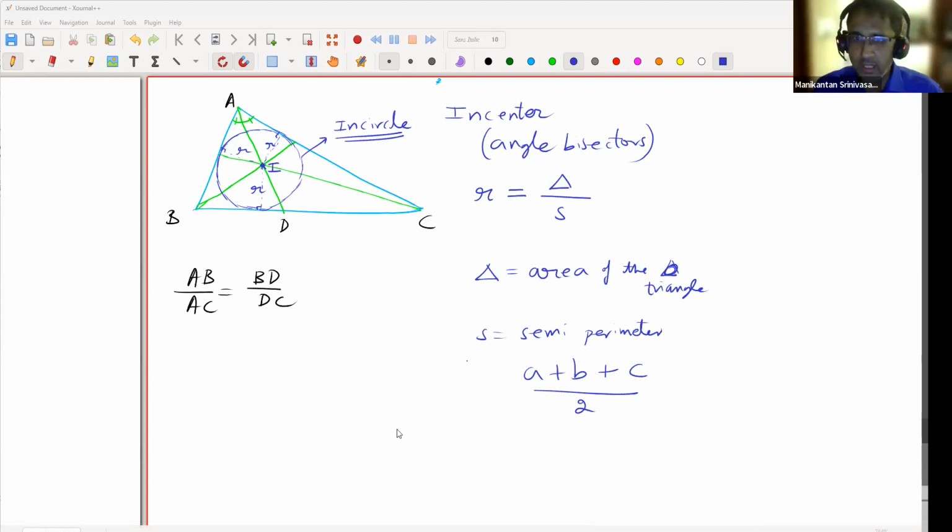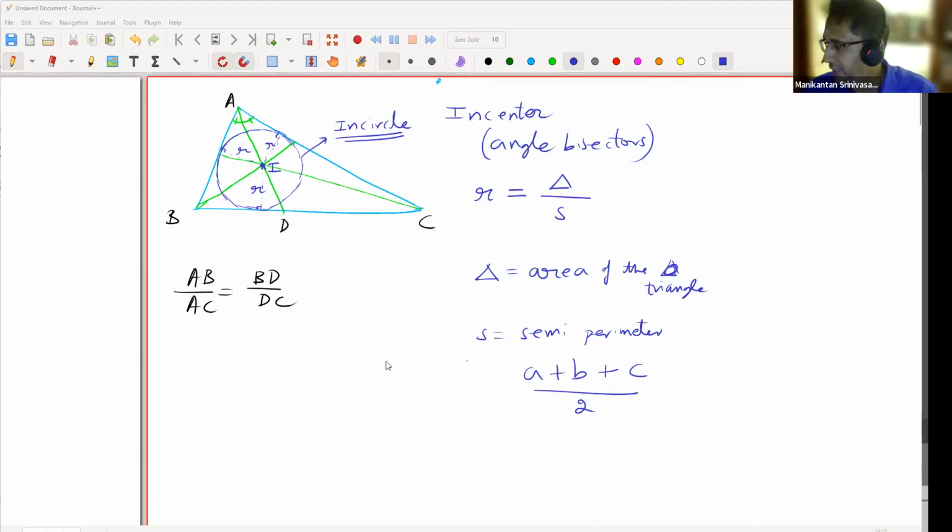Okay, so I'm back. So the semi-perimeter is A plus B plus C by 2, and this delta by S gives the radius of the incircle. Okay, now, actually, Yuvam raised a good point. We'll come back to that. All the four can be the same point, especially in an equilateral triangle. We'll see that. Okay, let's move on.